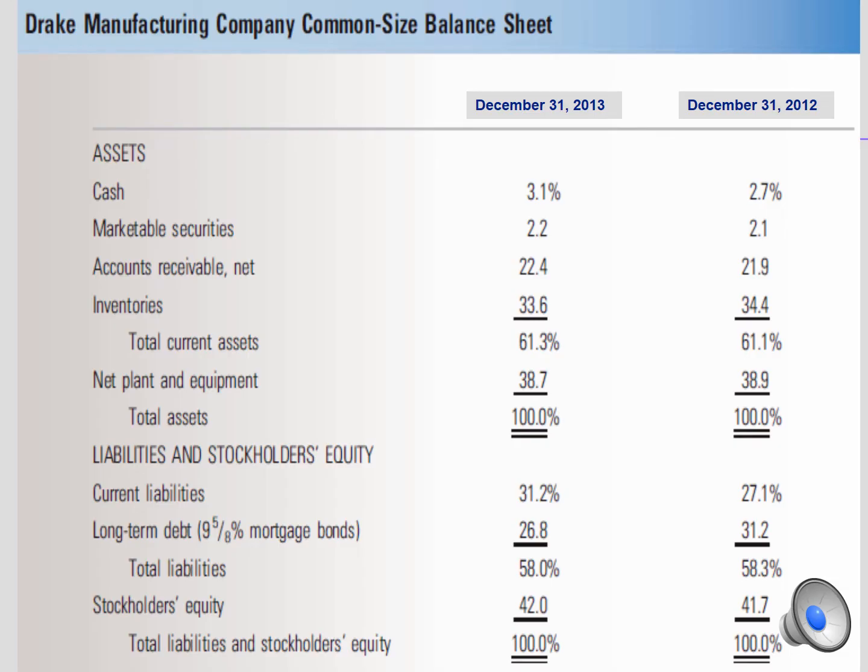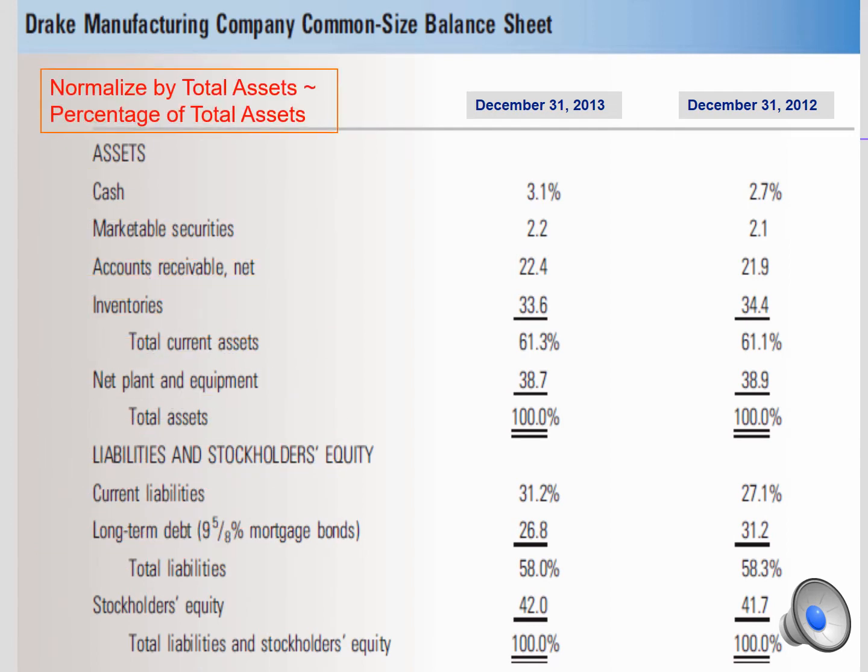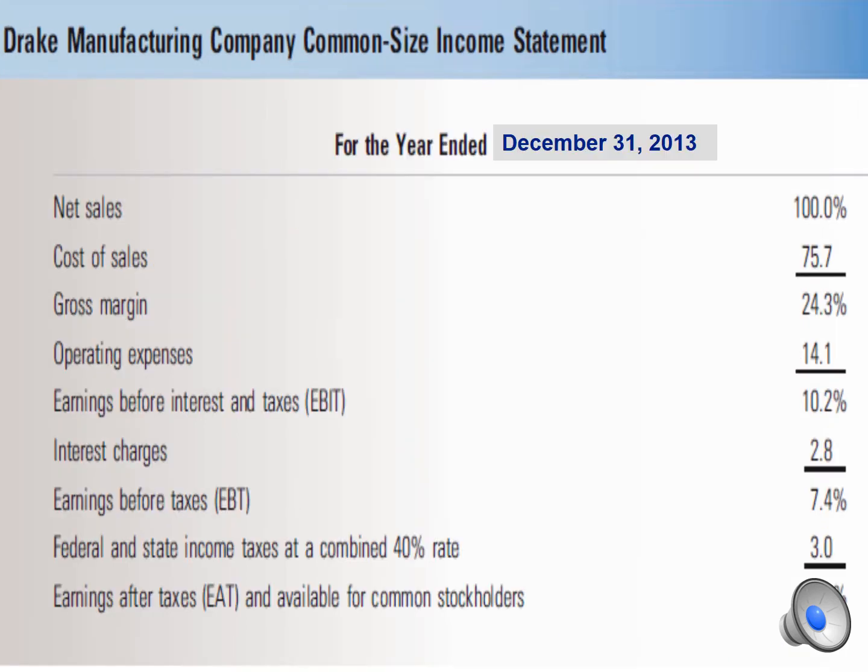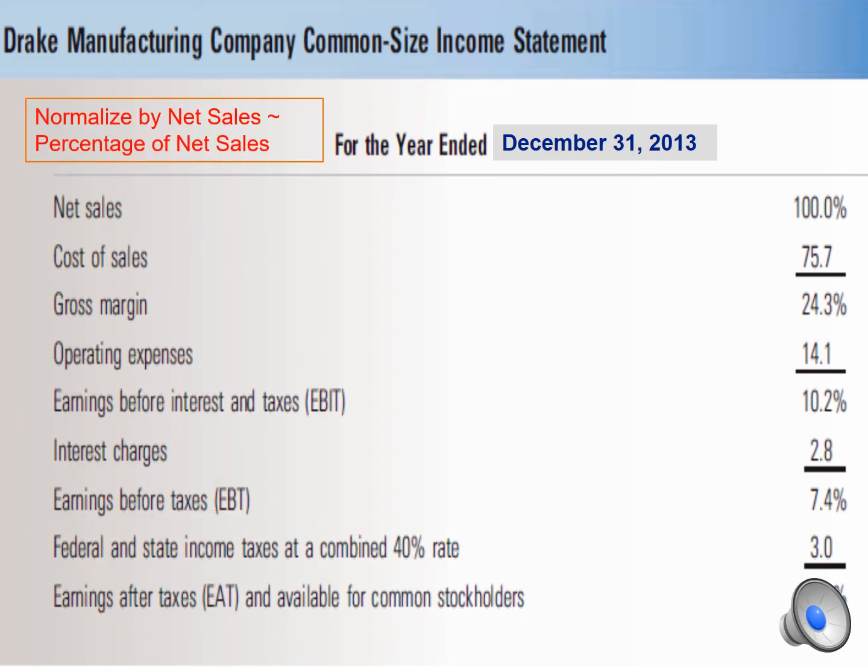For example, we can express every item in the balance sheet as a percentage of total assets, and the balance sheet formatted in this way is called a common size balance sheet. Similarly, we can express every item in the income statement as a percentage of net sales, and the income statement formatted in this way is called a common size income statement.